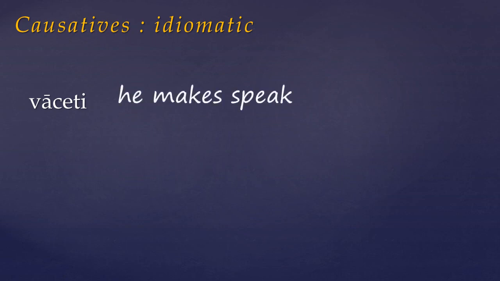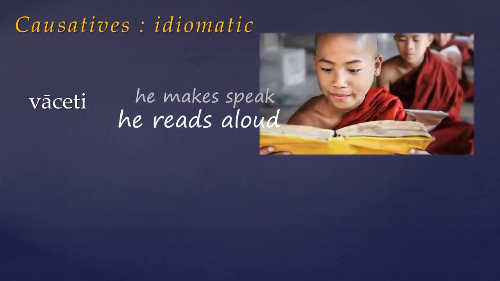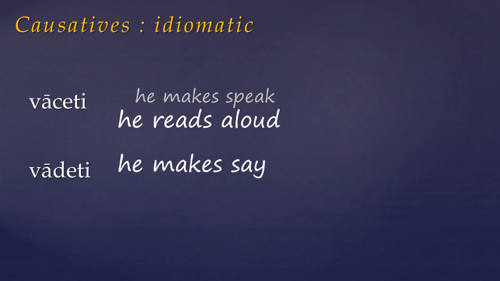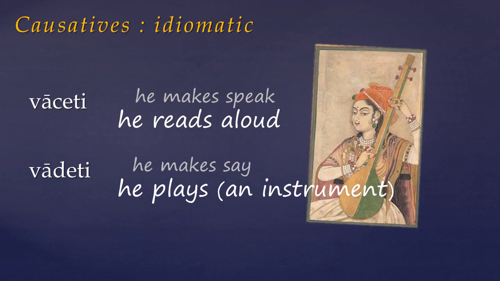And finally, although the literal meaning of a causative verb may be the straightforward causal one, quite often they take a more specialised or idiomatic meaning. So for instance, from the verb vach, to speak, the straight causative would be he makes speak, but it's used actually to mean he reads aloud or he recites. Whilst from the verb vad, to say, the straight causative would be he makes say, but it's used to mean he plays an instrument. In effect, he makes the instrument talk.